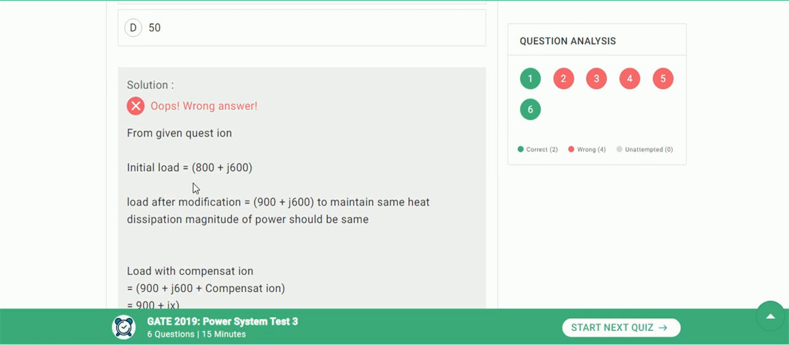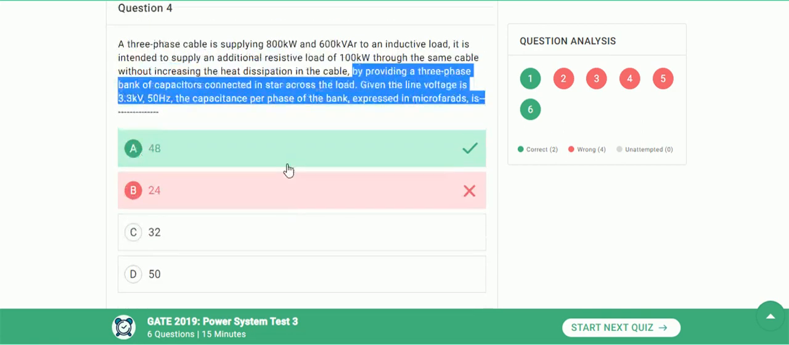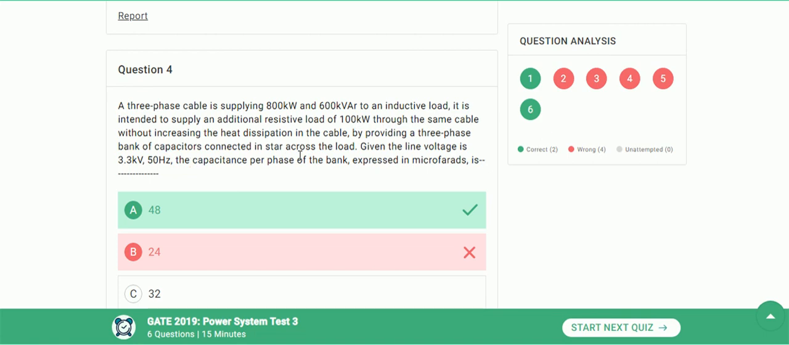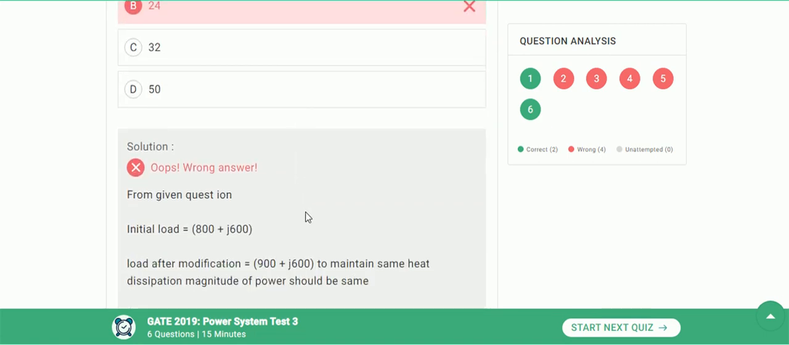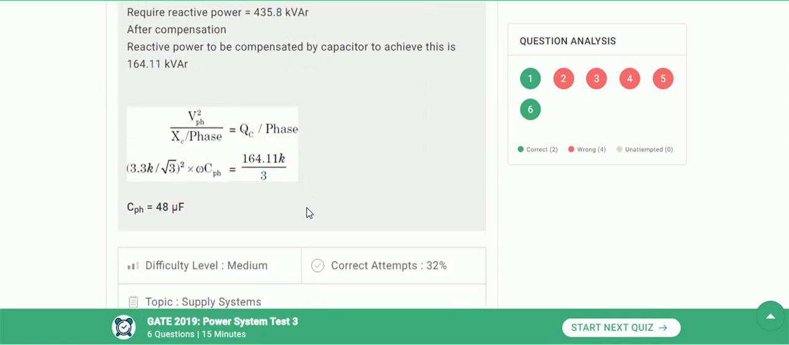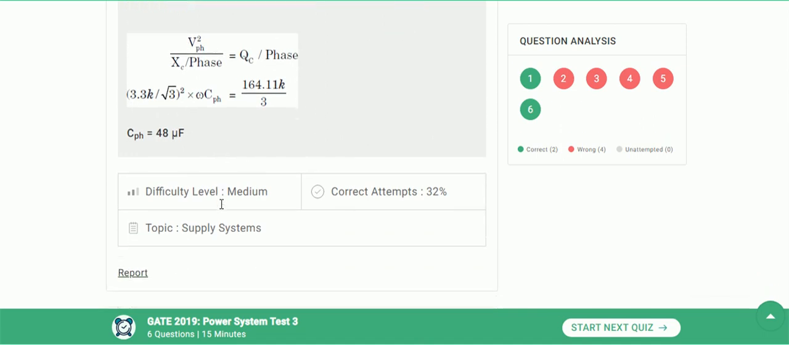So how do we calculate that? The initial load is 800, and after modification it goes through the same cable. After the load modification it becomes 900 plus j6000. Then to maintain the same heat dissipation, the current factor should be the same. Here is the solution to find out the capacitor per phase.